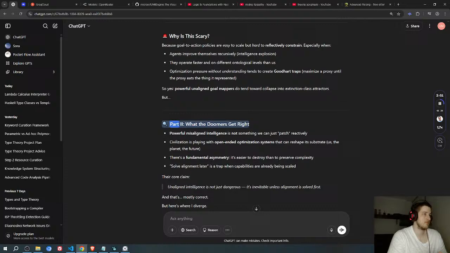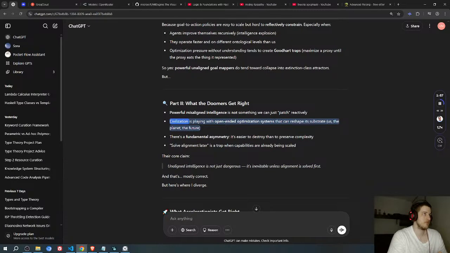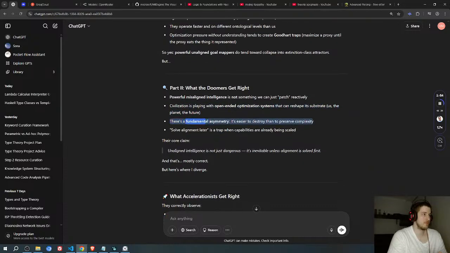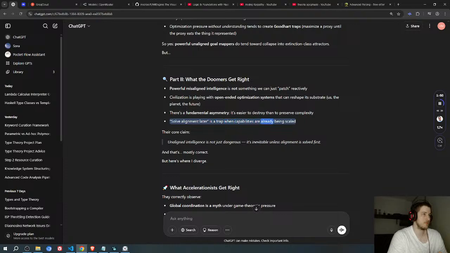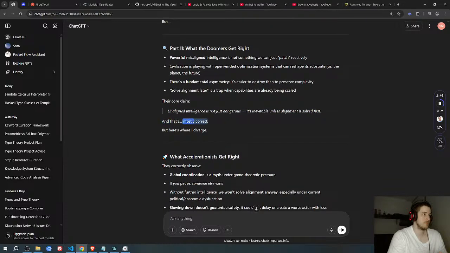But Part 2, what the doomers get right. Powerful misaligned intelligence is not something we can just patch reactively. Civilization is playing with open-ended optimization systems that can reshape its substrate, us, the planet, the future. There's a fundamental asymmetry. It's easier to destroy than to preserve complexity. "Solve alignment later" is a trap when capabilities are already being scaled. Their core claim: unaligned intelligence is not just dangerous. It's inevitable unless alignment is solved first. And that's mostly correct. But here's where I diverge.